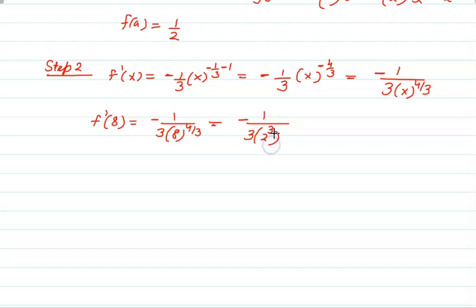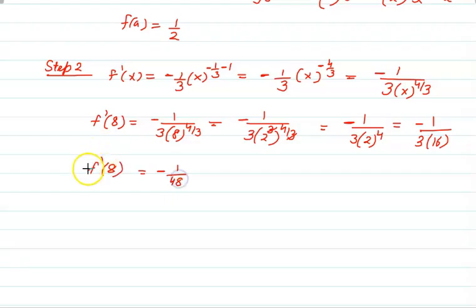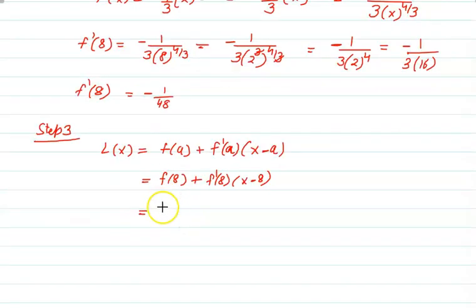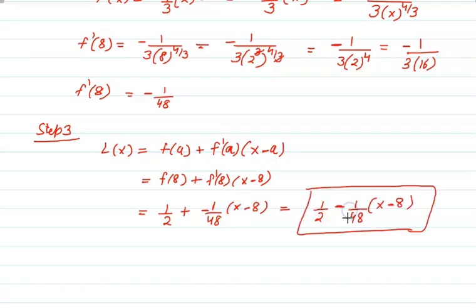8 can be replaced as 2 cubed, and then those powers get cross cancelled, and we are left with 2 raised to 4, which gets simplified to 1 over 48. So we got the slope as negative 1 over 48. For the next step, we just rewrite the formula for linear approximation and plug in the values. So this is the equation we got for linear approximation.